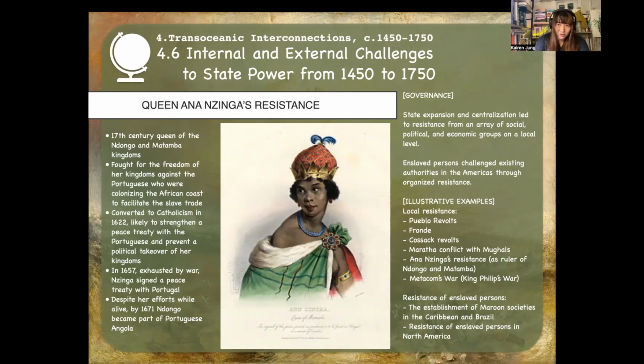State expansion and centralization led to resistance from a lot of social, political, and economic groups on local levels. Enslaved people challenged existing authorities in the Americas through organized resistance. Illustrative examples include local resistance, Pueblo revolts, the Fronde, the Cossack revolts, the Maratha conflict with the Mughals, and Ana Nzinga, King Philip's War. And for the resistance of enslaved people, we have to look at the establishment of maroon societies in the Caribbean and Brazil, as well as the resistance of enslaved people in North America.